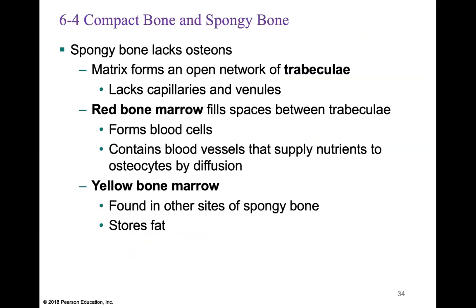Again, when we say it forms red blood cells, we mean it forms all red blood cells, all white blood cells, and all platelets. The red marrow will also contain blood vessels that supply nutrients to the osteocytes by diffusion. The yellow bone marrow is found in other sites of spongy bone, and yellow bone marrow is essentially fat.